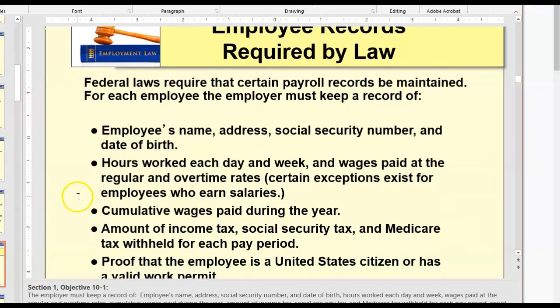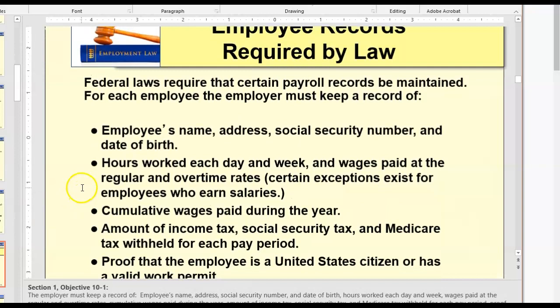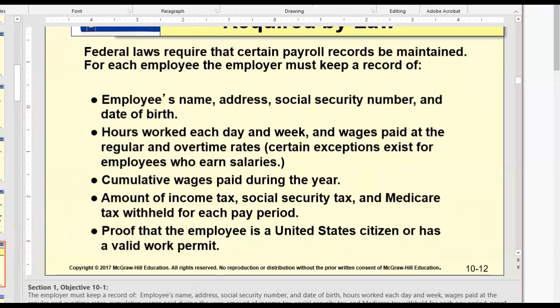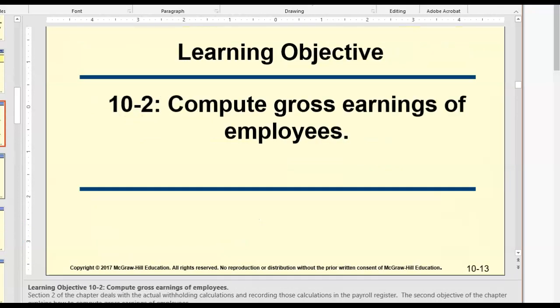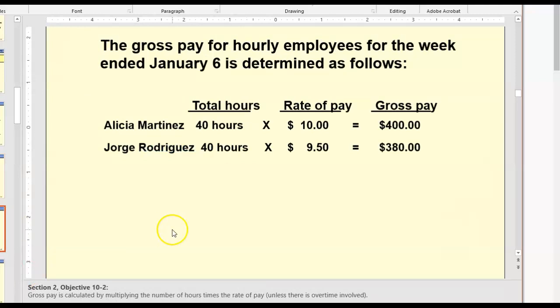All right, these are things you'll need to collect when you are hiring somebody. You'll have to have employee records. You'll have to make sure that you have all this information on hand. Let's go ahead. They're telling us some of the basics. How do you compute hourly rates, salary, commission, and piece rate? So that's easy enough. Multiplication.